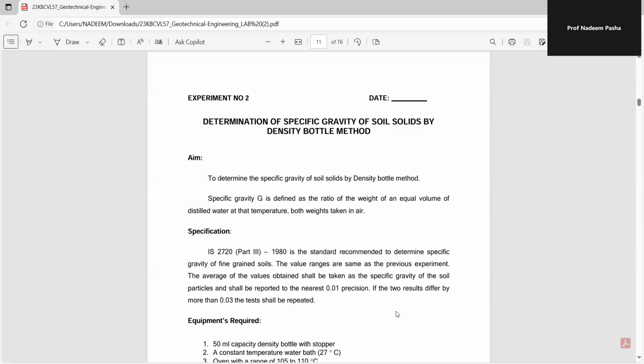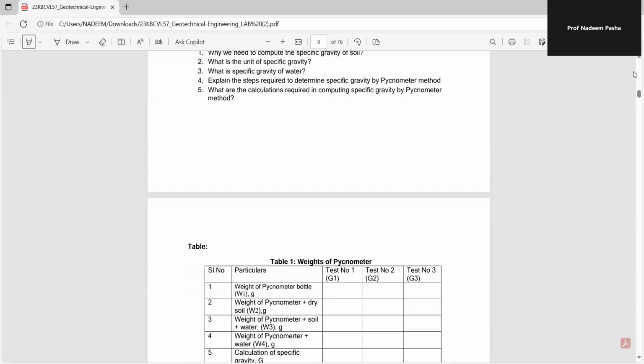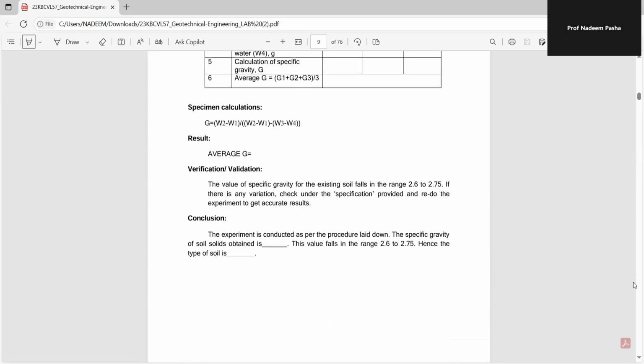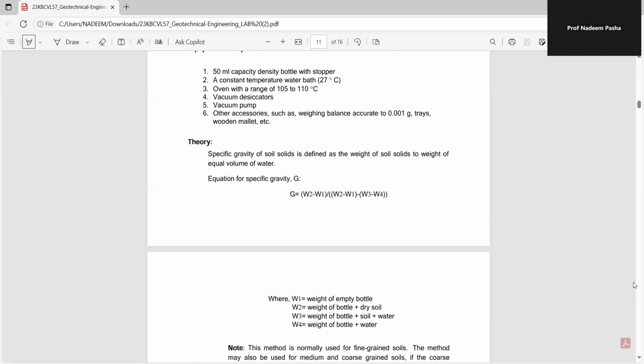Now the equipment used. The equipment used in the earlier experiment was a pycnometer of about 1 liter capacity and a balance accurate to 1 gram. However, here the things being used are a 50 ml capacity density bottle with stopper.